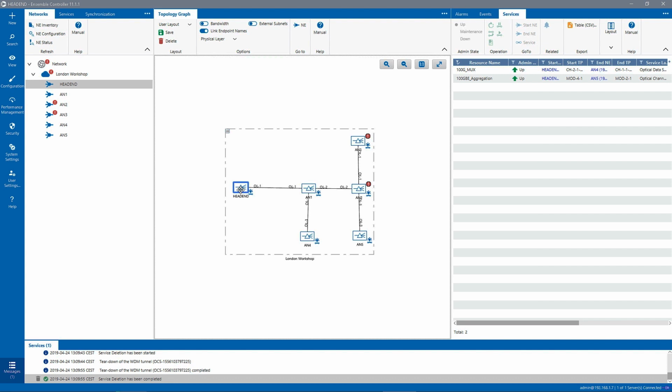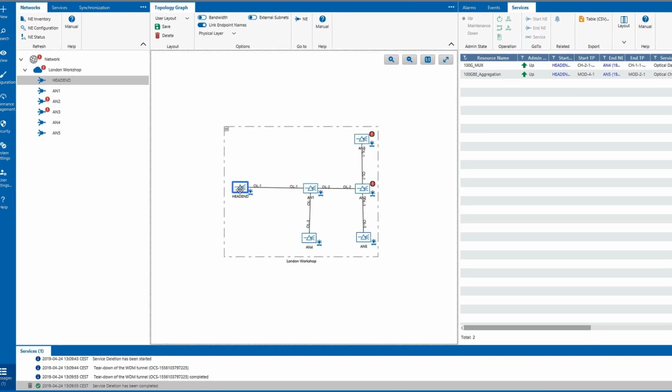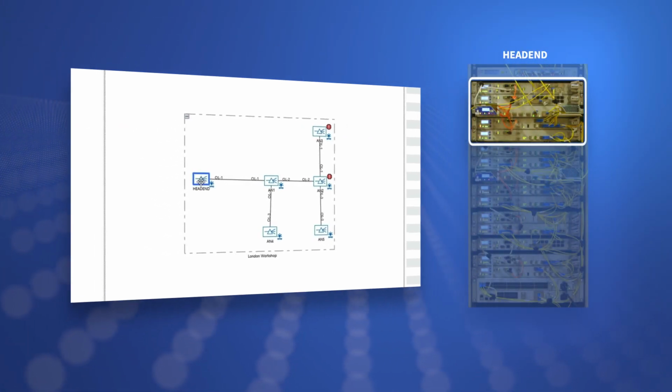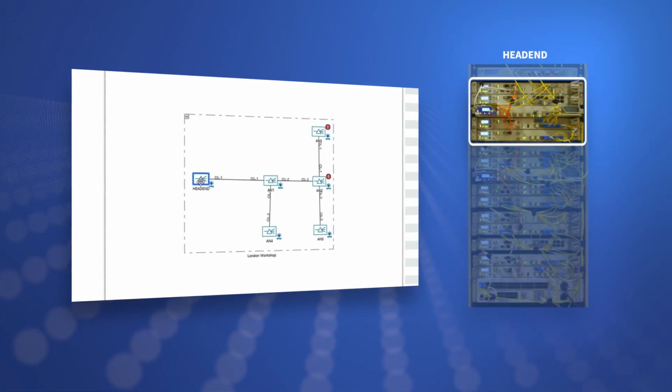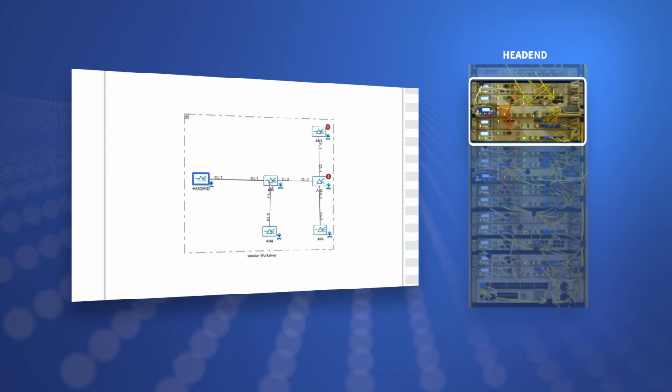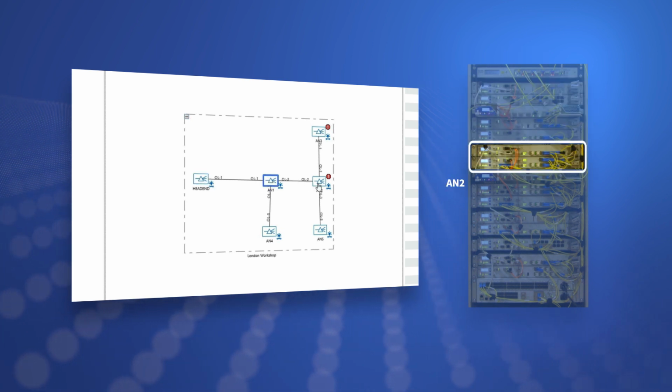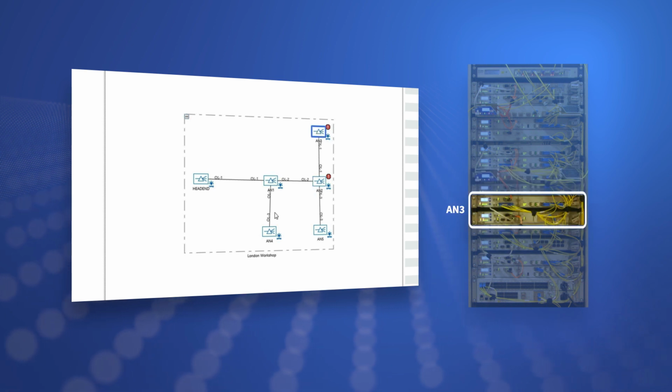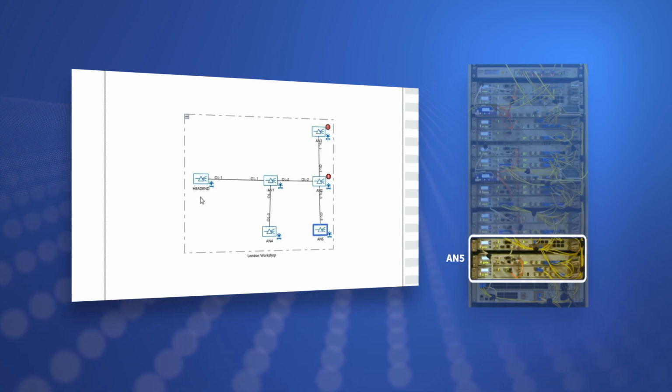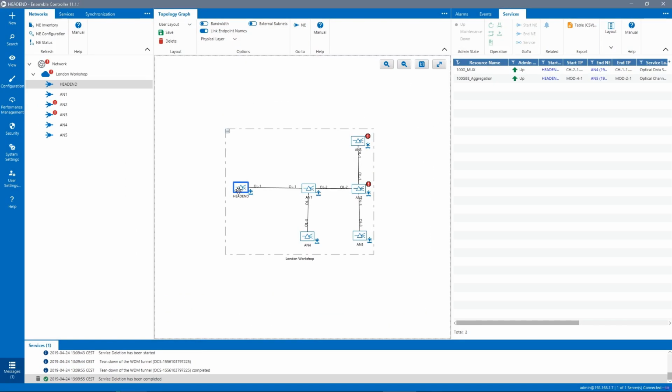Here we are with the Ensemble Controller network topology screen, which shows the filterless optical network that we're demonstrating today. It's a combination of nodes. It includes a head-end node and a number of access nodes, AN1, AN2, AN3, AN4, and AN5. What we have already is a number of services running on this network. We have a 100 gig muxponder service. We have a 100 gig Ethernet aggregation service. And you can see on the right-hand side, those services are up and running in the services view.